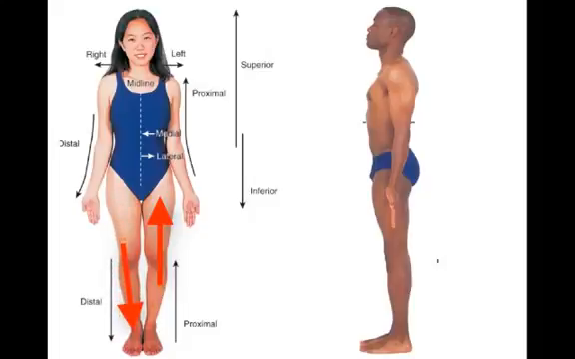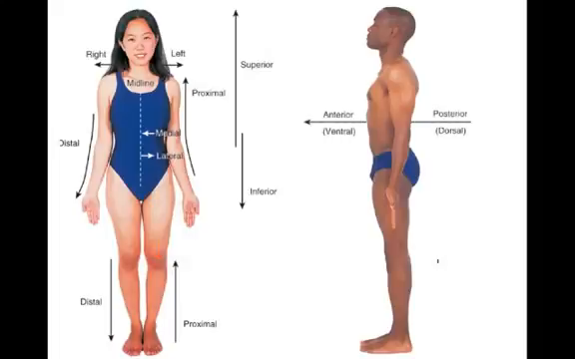Can you come up with an example that describes the location of two body parts relative to one another on the leg? Is the knee proximal or distal in relation to the ankles? I hope you said that the knees are proximal in relation to the ankles.